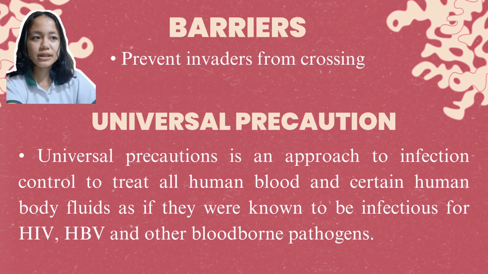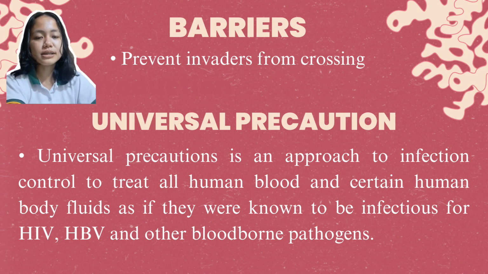Next is the universal precaution. Universal precautions is an approach to infection control to treat all human blood and certain human body fluids as if they were known to be infectious for HIV, HBV, and other bloodborne pathogens.